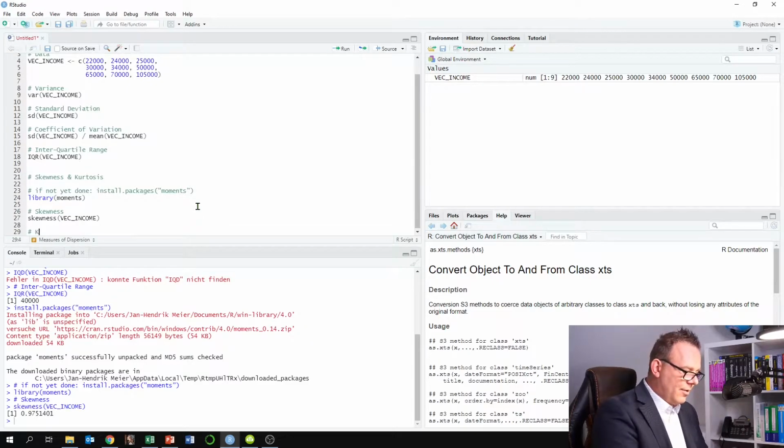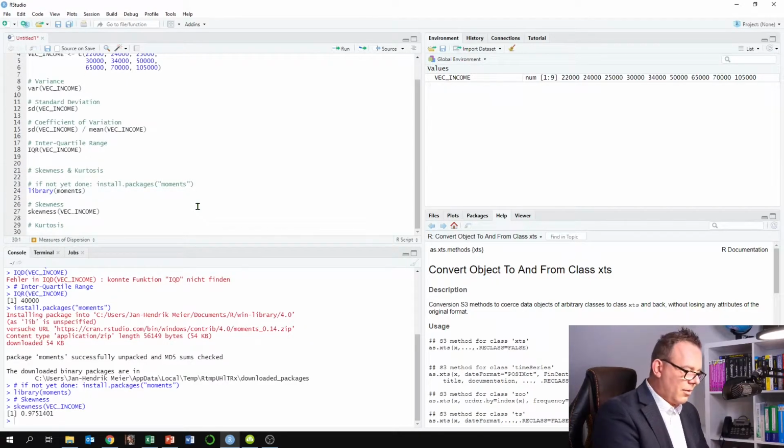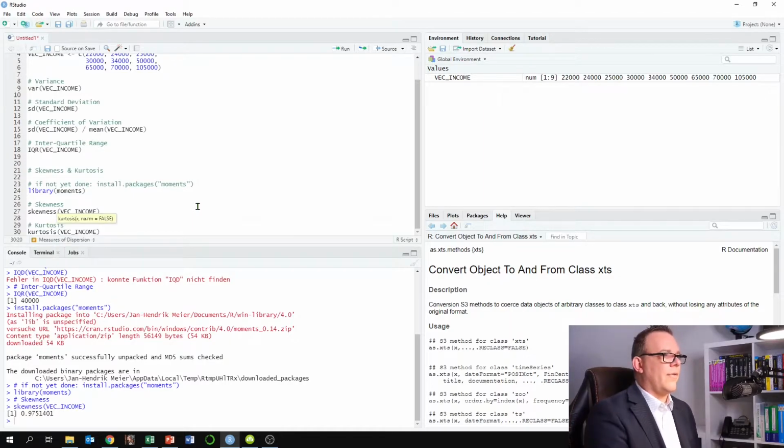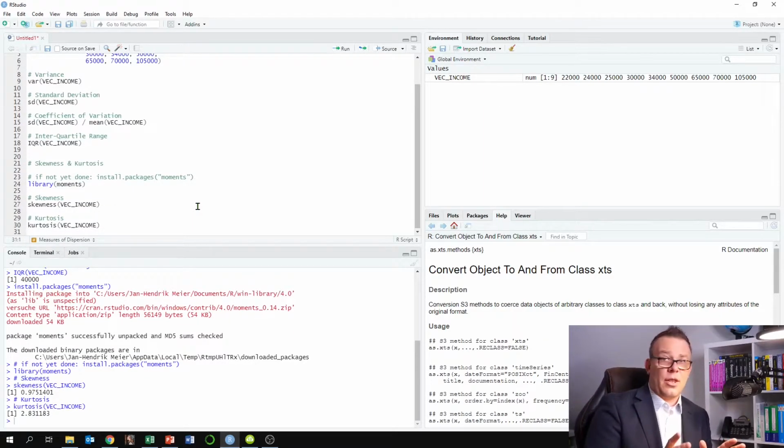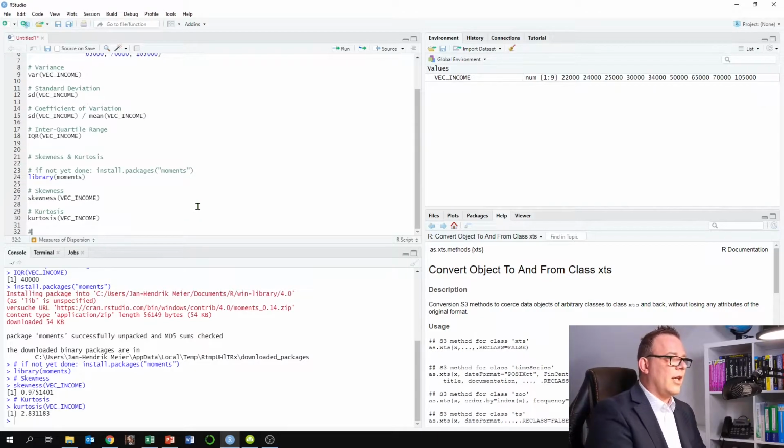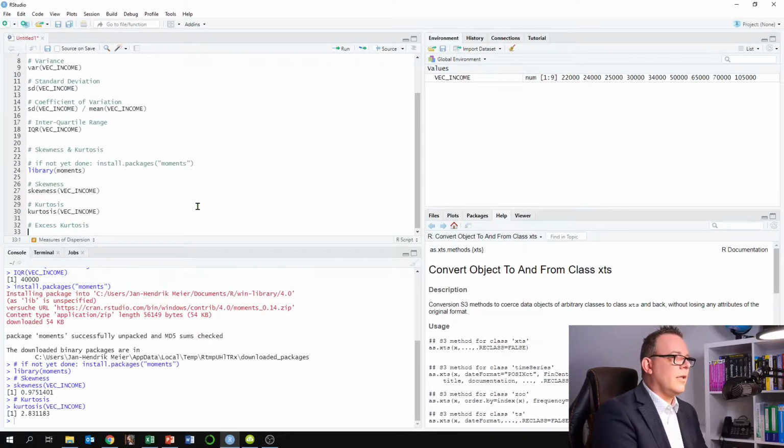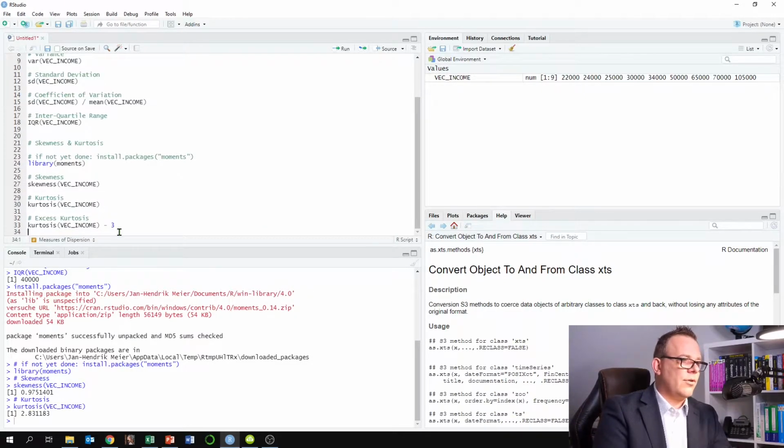Do we have a kurtosis? The command, of course, is kurtosis. I hand over the vector, and there's the kurtosis. By the way, this is Pearson's kurtosis. It is not the excess kurtosis. We can also calculate the excess kurtosis. Of course, we just need the kurtosis for that, and we subtract 3, and then we have the excess kurtosis here, which is 2.83.